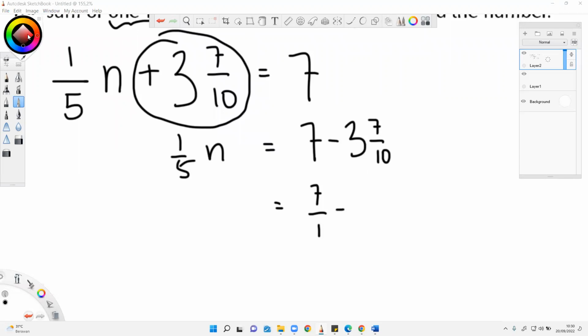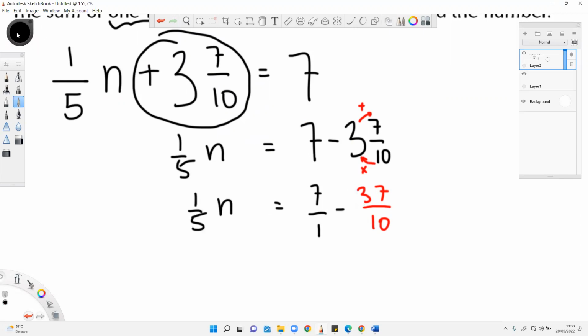Remember this rule, guys? Remember to multiply this, you change into an improper fraction, 37/10. Right? And then 1/5 times n. So how do you solve further? Make the denominator equal, times 10 times 10. So 1/5n equals, you put the same denominator, 70 minus 37. You can do directly 33.